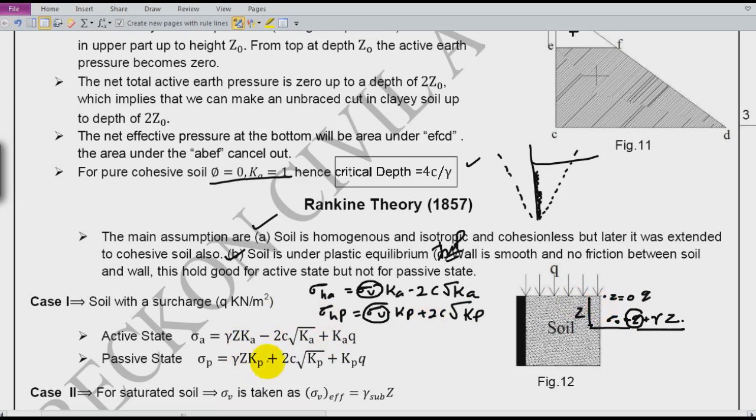Similarly, for the passive state, it will be gamma z Kp plus 2c root of Kp. So sigma passive is equal to sigma V Kp, and sigma V is now q plus gamma z. So if you see here, it is q into Kp plus gamma z Kp plus twice c root of Kp. Is it okay? So I have a constant increase of sigma p, which is Kp into q.